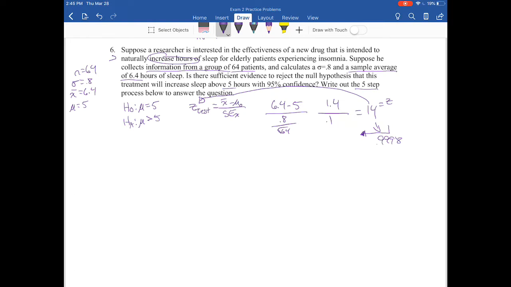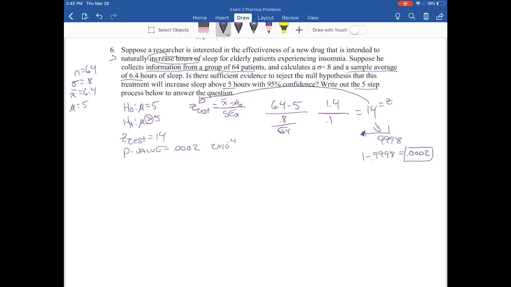But we're looking at greater than. So we want to find everything that's going to be greater than this. So we take 1 minus 0.9998 equals 0.0002. This is now our p-value. So we have our z-test is equal to 14. Our p-value is equal to 0.0002. You can also write that 2 times 10 to the negative fourth, right? 1, 2, 3, 4. Yep.